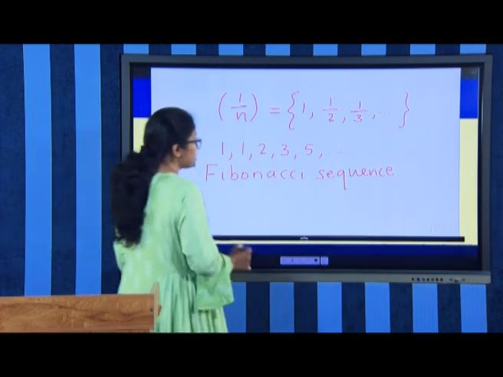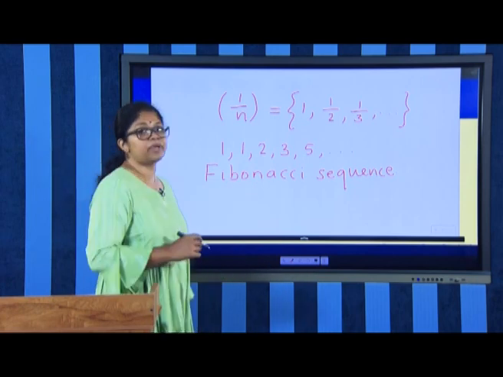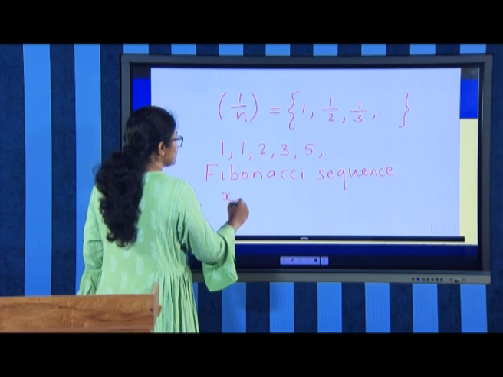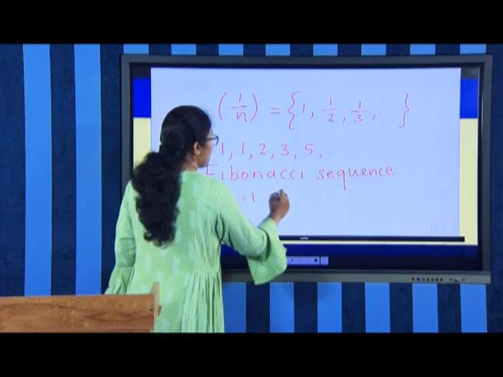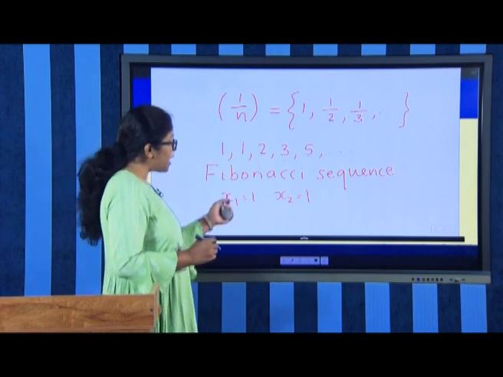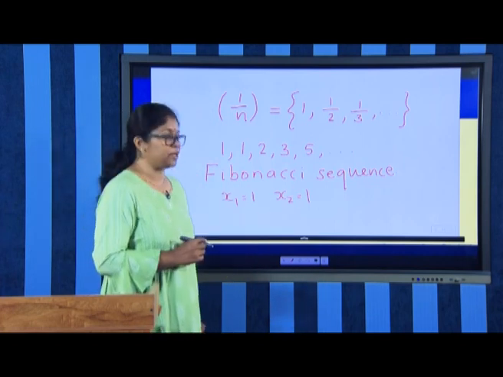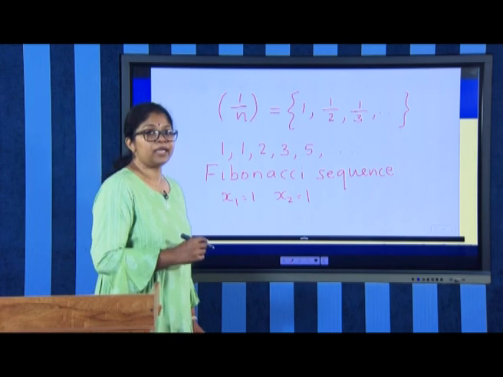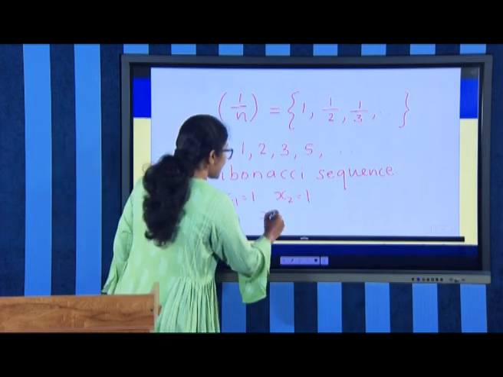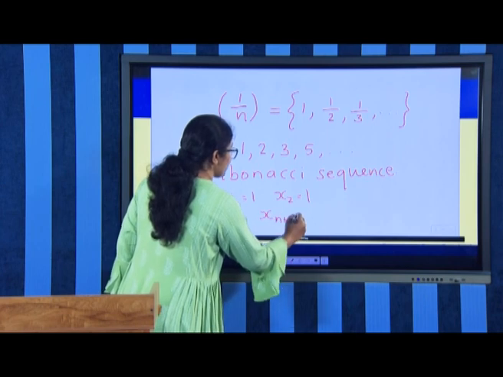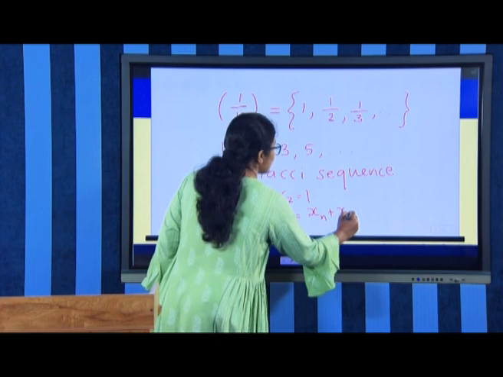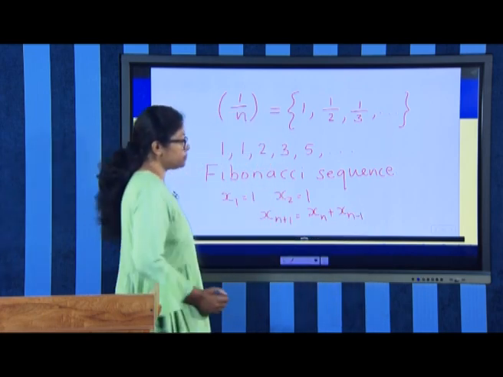And we can see that this sequence can be recursively defined. x1 is equal to 1, x2 also is equal to 1, and having defined these two numbers, we can define the rest of the sequence using the formula x(n+1) is equal to xn plus x(n-1).